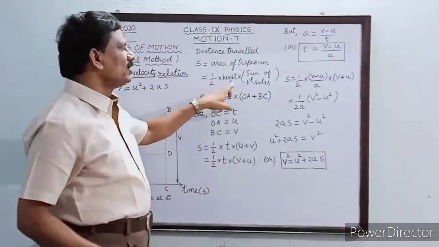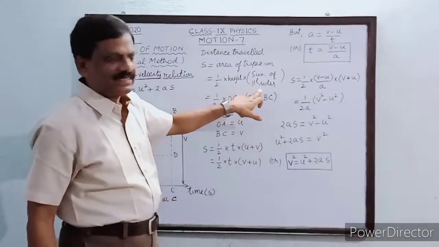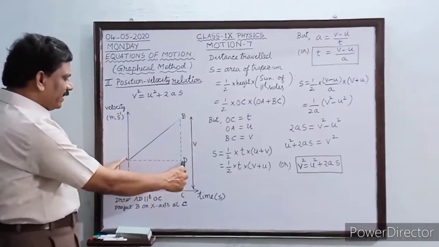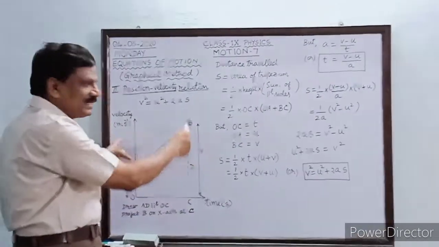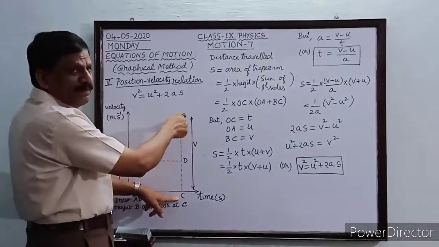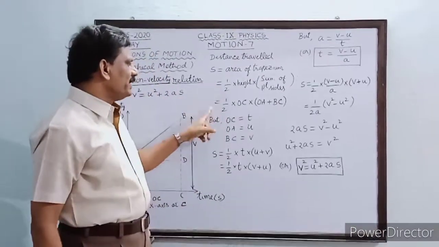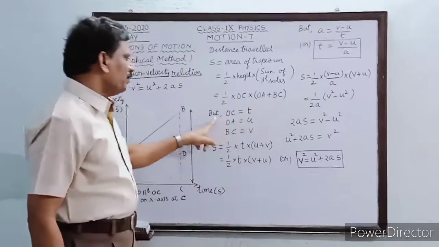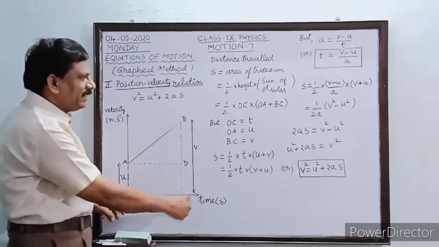So this is half into height, vertical height, and into sum of the parallel sides. So this is equal to half into the vertical height, which is AD or OC. So OC is the vertical height between the parallel sides. And what are the two parallel sides? One is OA, the other one is BC. So OA plus BC. Okay. So s must be equal to half into OC into (OA plus BC). But what is the length OC equal to? That is equal to the time taken, t.